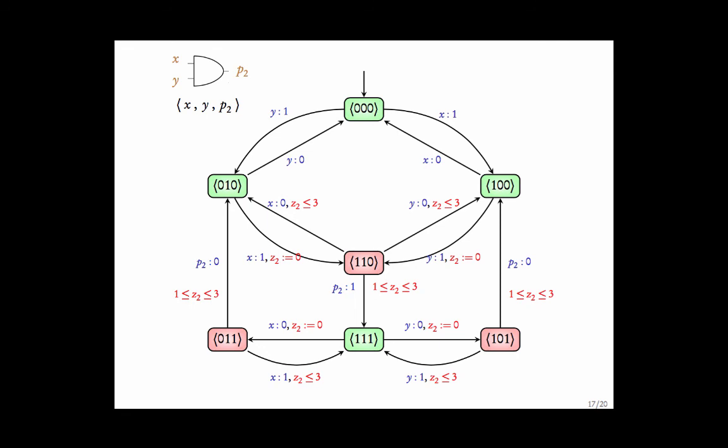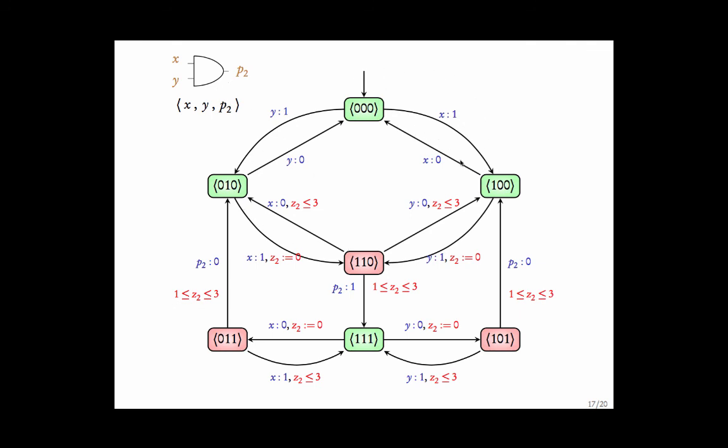Now you can also do the same thing for this gate. For this gate, you have 2 inputs and 1 output. So a state is given by value of x, y and p2. So there are 8 states. However, one of the states was not reachable, so we have not written that. So see, 0, 0, 0 matches the truth table. So this is stable. However, 1, 1, 0 does not match the truth table, which is unstable.